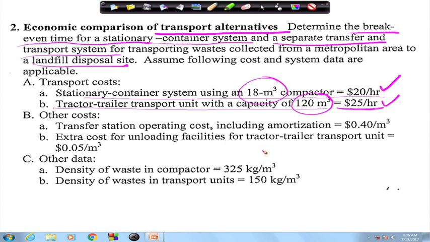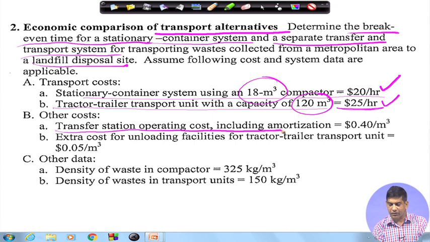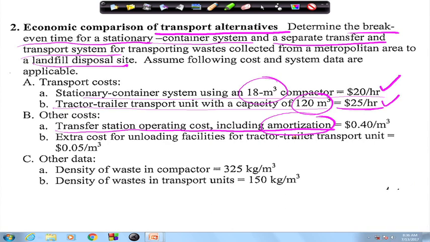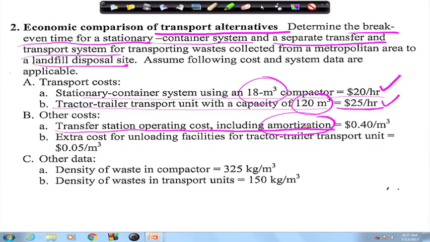The other cost, if you want to operate it as a transfer, if you want to build the transfer station, is what it is talking about over here. Transfer station operating cost, including amortization. Amortization, essentially what it means is the capital cost. It's a term for the mortgage. Mortgage, as you know, when you take a loan from the bank, especially for property, that's called a mortgage. Any property, when you take a loan from the bank, that's called a mortgage. So in layman's terms, it is called mortgage. Some of my economics friends may have a different definition, but we don't have to worry about that right now.